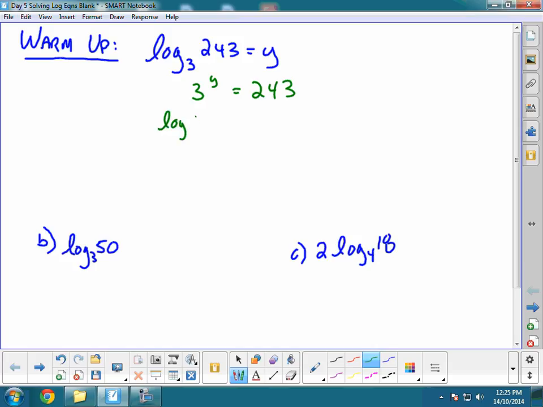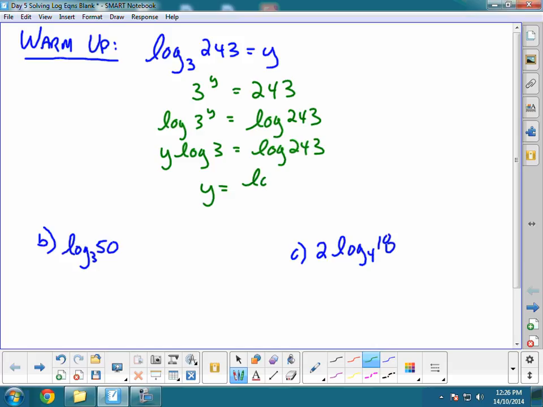So watch what happens when I take the log of both sides. Bring the y down, gets us access to that y. And now since it's y times log 3, I can divide both sides by log 3. And I get y equals log 243 over log 3. So that's the exact answer, and I know when you punch this in your calculator, you're going to get that the answer is exactly 5.